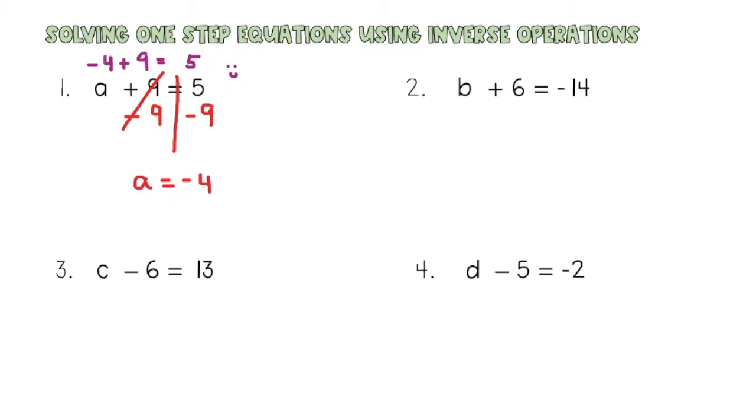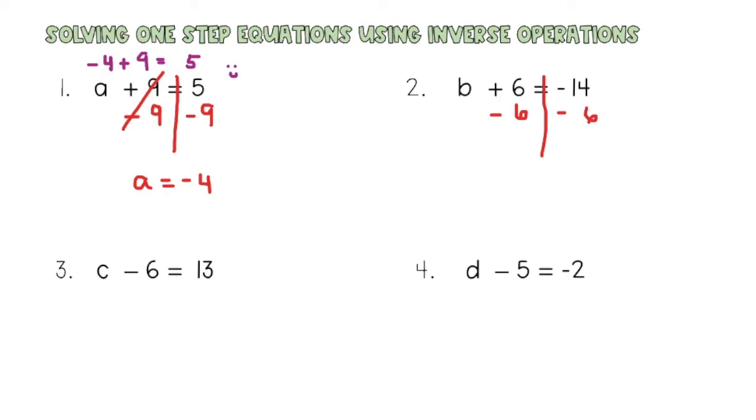Let's look at number 2. B plus 6 equals negative 14. I'm going to draw a line down my equal sign. And the goal is for us to get B all by itself, so I want to get rid of my plus 6. I can use the opposite, which is to subtract 6 on both sides.